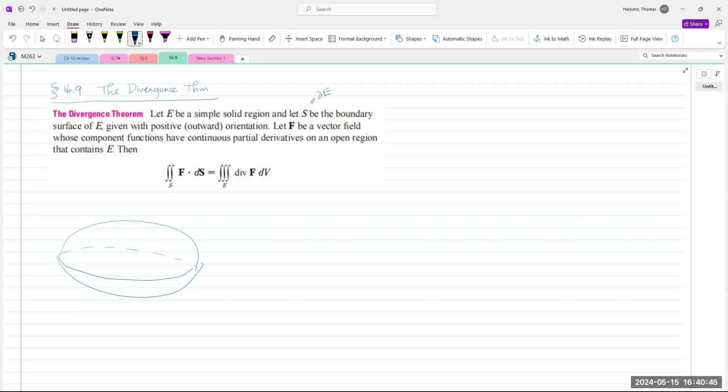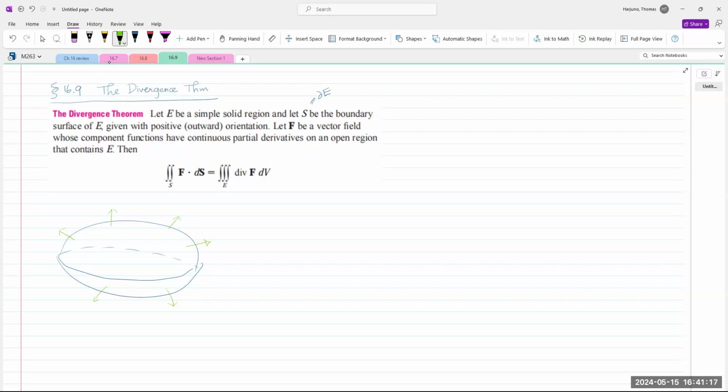Now, given the positive outward orientation, so the orientation is outward, going away from the solid. Think of why we say the positive orientation of a solid should be the outward orientation: because if the solid is expanding, then the direction of that expansion will be outward.